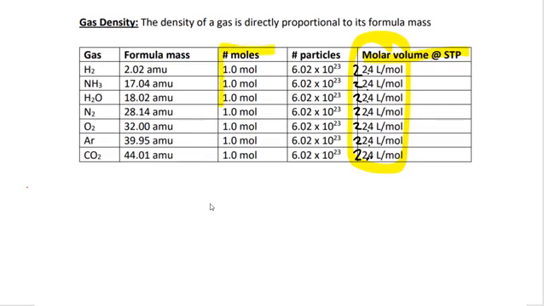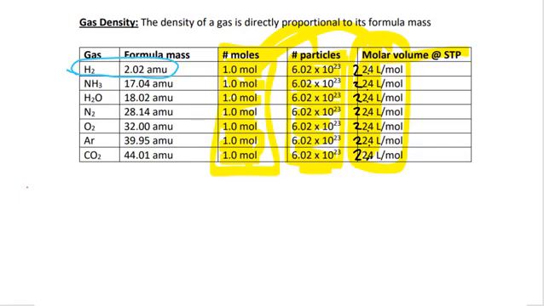All of these gases, for 1 mole of it, all have 6.02 times 10 to the 23rd particles. Because for 1 mole of anything, there's always 6.02 times 10 to the 23rd particles. And for 1 mole of any gas, there's always 22.4 liters of molar volume. Now, notice what is different, the formula mass. So, notice that H2 for hydrogen is 2.02 AMUs.